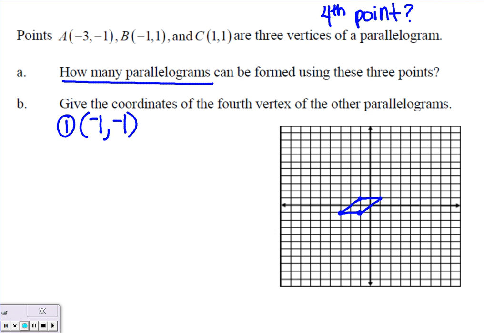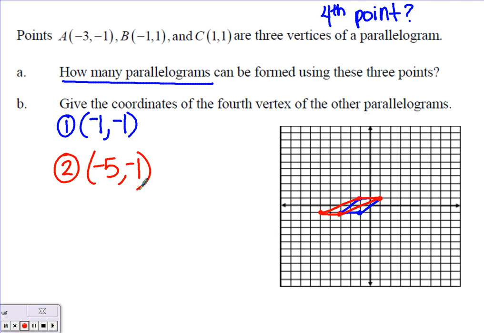But there are more. Instead of picturing this as the bottom left, this as the top left, and this as the top right, what if this point on the bottom left was actually the bottom right of the parallelogram, meaning that the other side was actually here? That would also make a parallelogram. So there's a second parallelogram that can be made given the original points and the point (-5, -1).